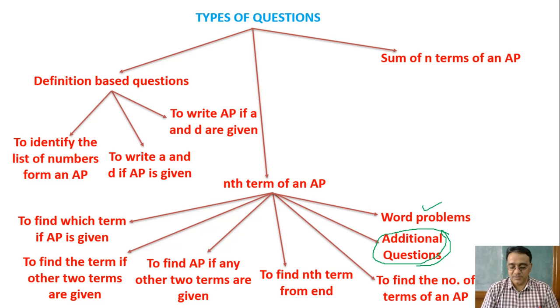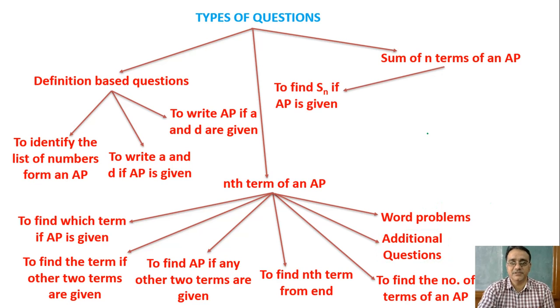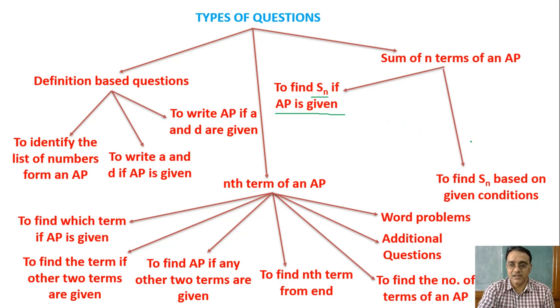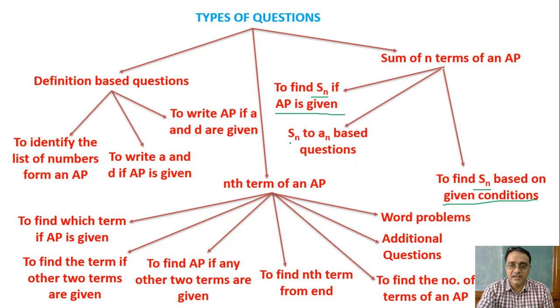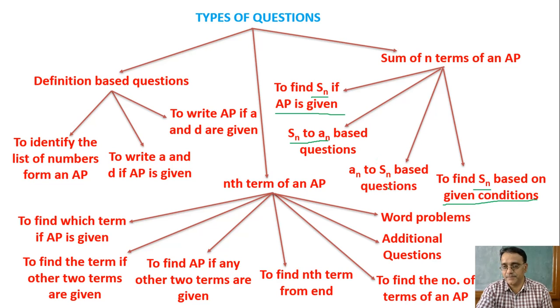Okay, so now let us move towards the next topic, that is sum of n terms. First type, to find Sn if AP is given. To find Sn based on some condition. Condition means मान लो first term और common difference दिया हुआ है and second term is given. First, second term and common difference is given, or any other two terms are given and n is given. So some conditions will be there, based on that you have to find Sn. Next type is Sn to An based questions, and next An to Sn based questions. And the last one is word problem.